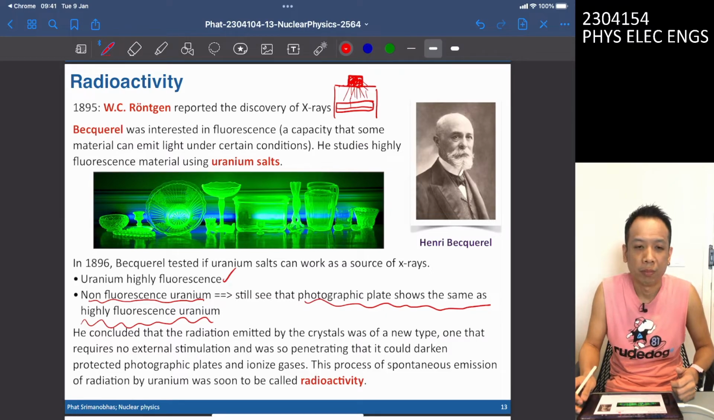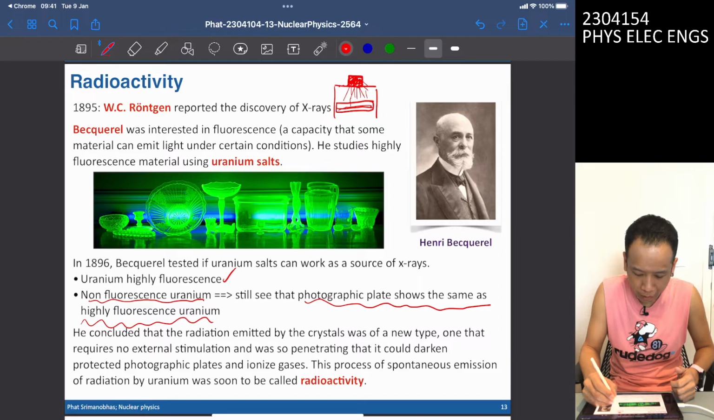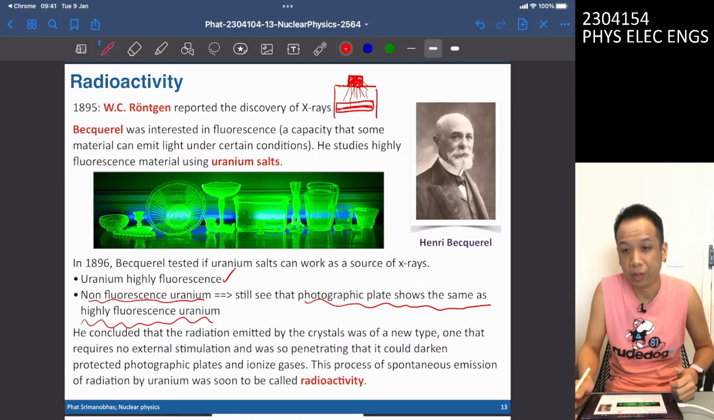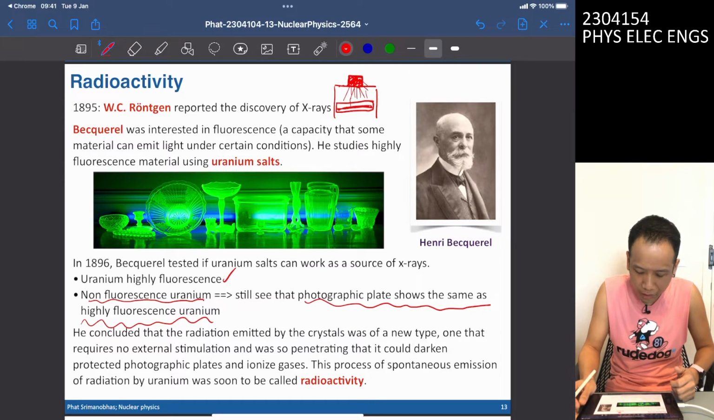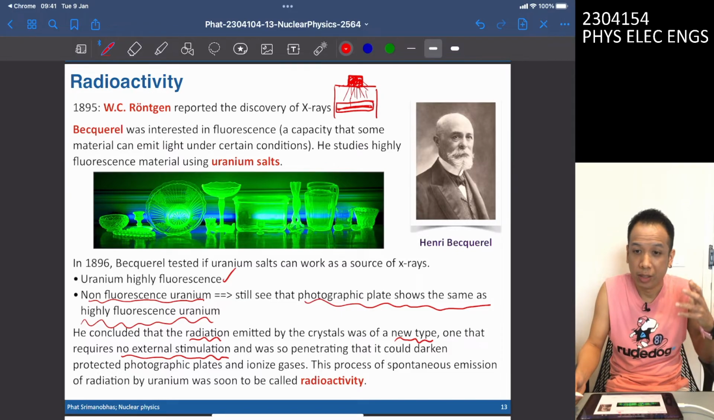What does it mean? It means that the fluorescence may not be what causes the spot or shadow on the photographic plate. It's something else. And what is that thing? Finally he said yes, this is a new thing. It's a new type of radiation, and there is no external stimulation. So it means that it can do it by itself. So it's spontaneous. Something happened by itself.